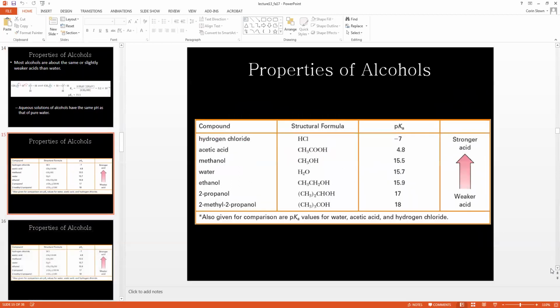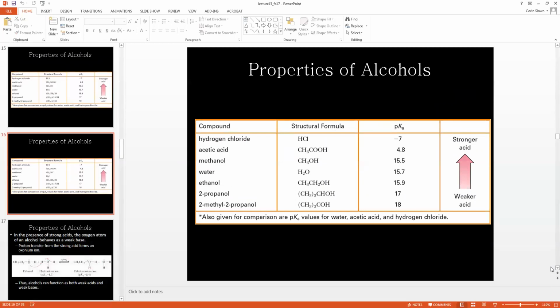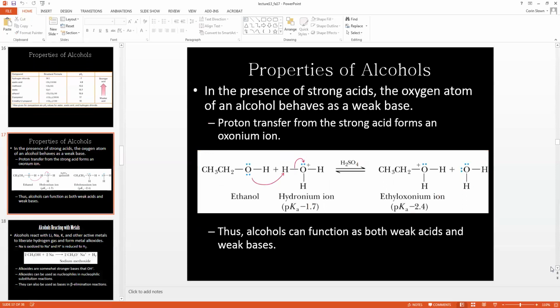If we think about properties of alcohols in the context of other compounds, right, we have some examples of very strong acids, weak acid, alcohols, and then water. That reference point is something you're always going to want to keep in mind. In the presence of strong acids, the oxygen atom of an alcohol is going to behave as a weak base. We're going to observe proton transfer from the strong acid as it forms an oxonium ion. Thus, alcohols can function as both weak acids and weak bases.